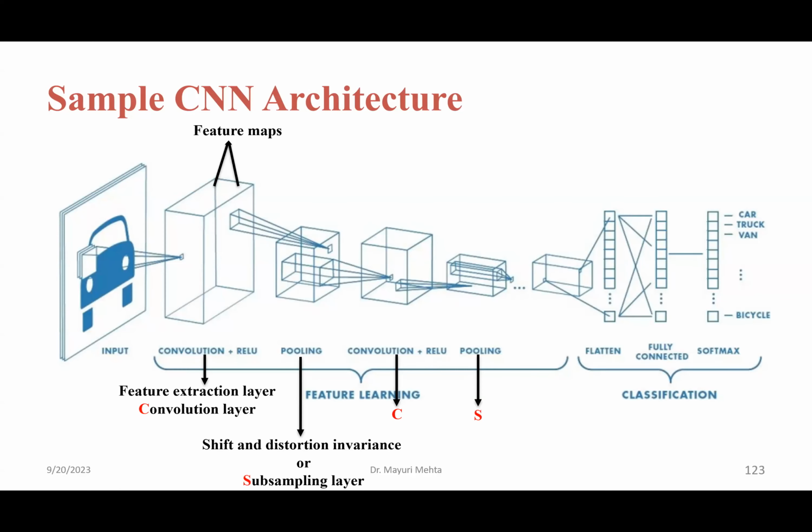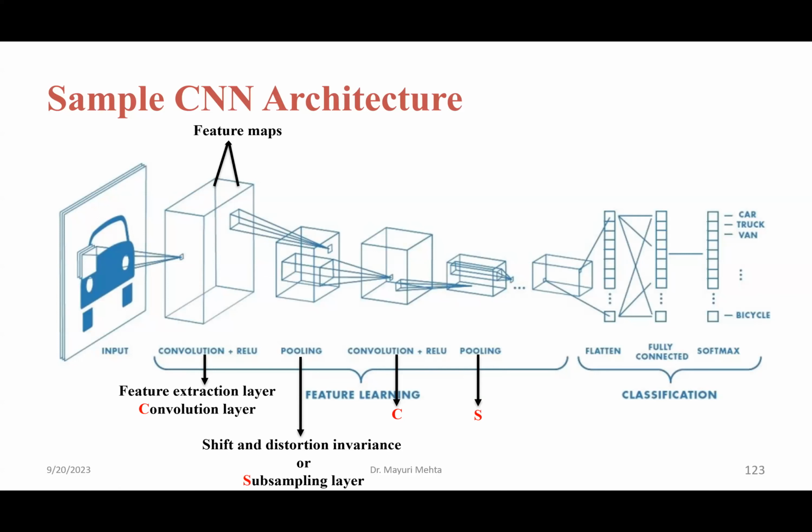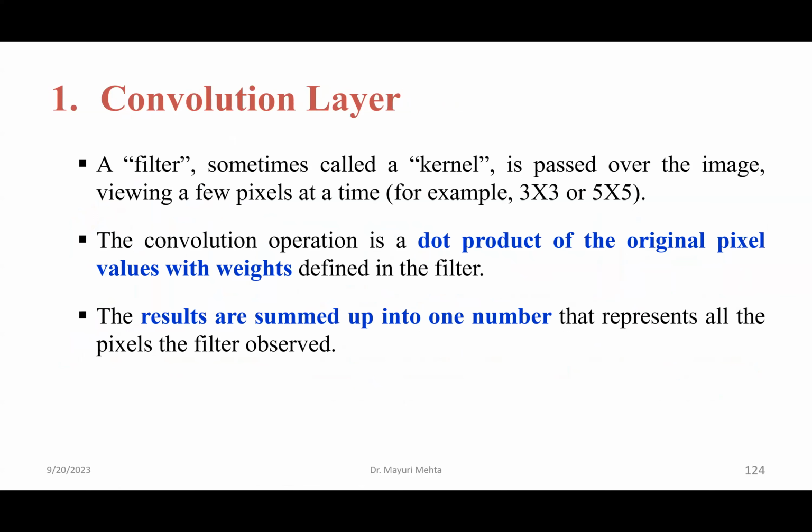Okay, now let us discuss some terms associated with this convolutional layer. In fact, let us discuss all these four major components one by one: convolutional layer, activation function, pooling layer, and fully connected layer. So, let us discuss them one by one in detail. Convolutional layer.